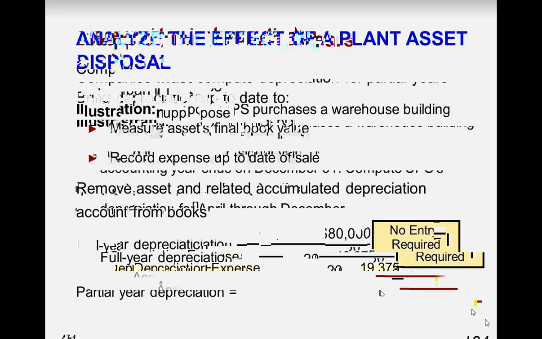So this is an example for our $60,000 machine. We disposed of it. It's total junk. We don't get anything for it. We take the $60,000 out of our accumulated depreciation, $60,000 out of our machinery. That piece of equipment is gone. It's off our books.